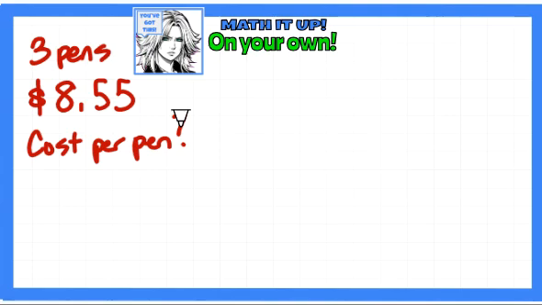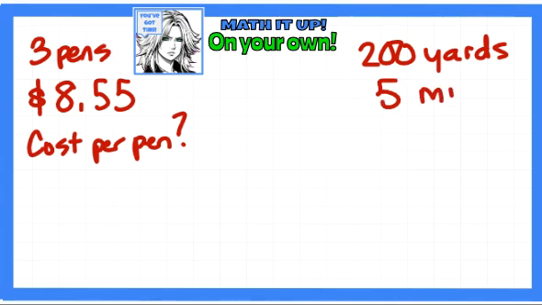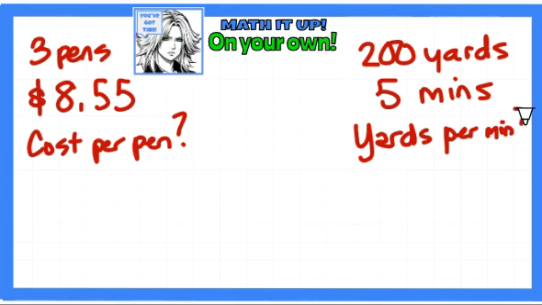The second problem is we have someone who swam 200 yards in 5 minutes. Here we are going to look for the yards they swam per minute. So how far did they swim in each minute on the average if they swam 200 yards in 5 minutes? Those are your problems. Again, use your other problems to support you and do this work now while it's fresh in your mind.